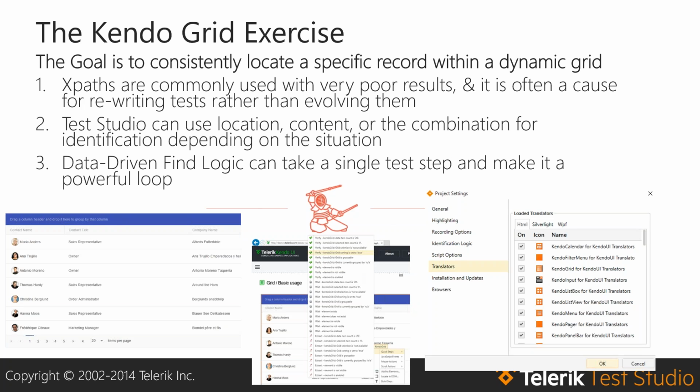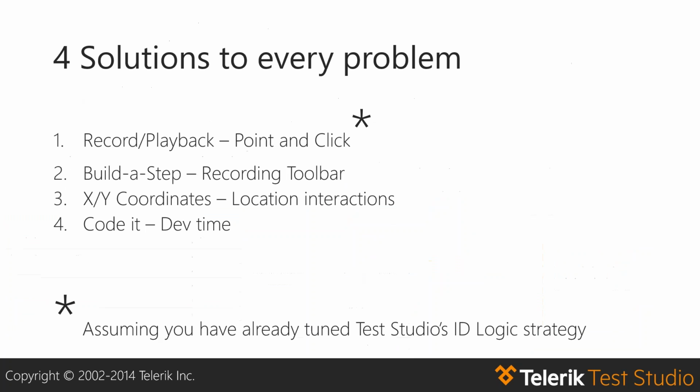A couple more slides here real quick and then we'll jump in. This is an important one. It talks about our approach. We have 4 solutions to every problem in Test Studio. And the first solution is to hit record and do what a user does. And you'll see it will capture your steps, it will capture your actions, it will capture your elements as well using that sophisticated find logic, right? Just point and click. Keep in mind there's a giant asterisk at the end of this because this is assuming you have tuned Test Studio's ID logic strategy.